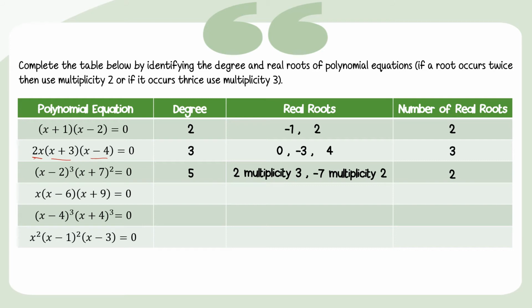Kasi, paulit-ulit lang naman, ano? Kahit tatlong 2 yun, at dalawang negative 7, still, 2 pa rin yun, at saka negative 7 pa rin. So, dalawa lang ang real roots natin. Now, you may pause this video and try to answer the remaining ones. Pang-practice lang. Okay?